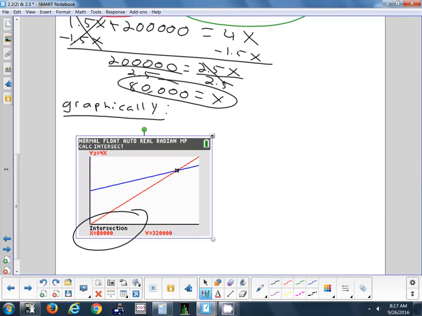So if the company sells 80,000 shirts, what will their cost be to make 80,000 shirts? 320,000. Yeah, 320,000. What will their revenue be if they sell 80,000 shirts? 320,000, yeah. That's the Y value. Okay, so X is shirts, Y is your money, whether it's cost or revenue. Depends which graph you're looking at. Okay, now if they start selling beyond 80,000 shirts, that's when the line in red finally goes above the costs. So now they start making money. Okay, questions on that one?